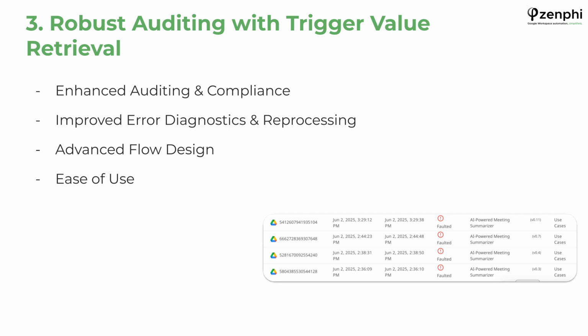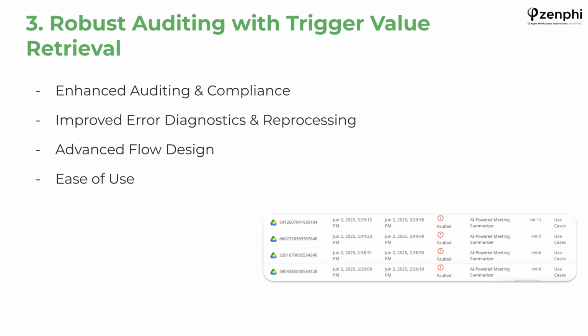And finally, let's talk about find flow run trigger value. This new action is a game changer for troubleshooting and auditing complex flows. Let's say you've got a detailed employee onboarding process that's triggered by an HR form. If something breaks, like the IT provisioning step fails, for example, you don't want to restart everything or guess what info was submitted. Well, now you don't have to.